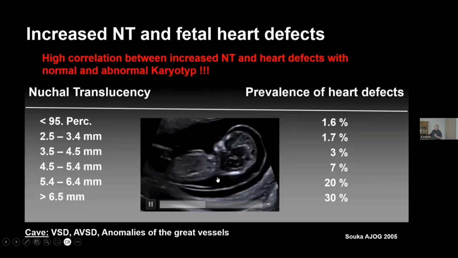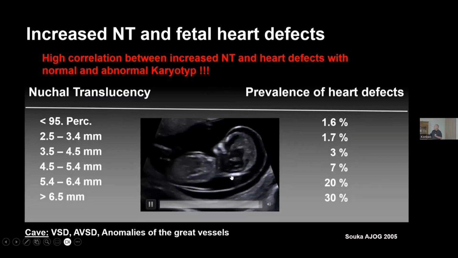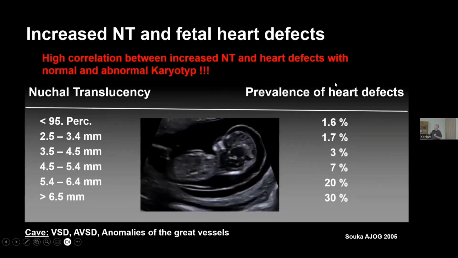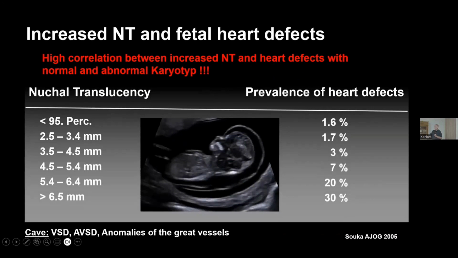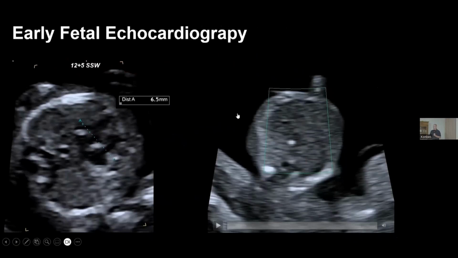So when we have not only a risk for chromosomal abnormalities, we have also, with increased nuchal translucency, a higher risk of fetal heart defects. And so I would like to show you a few heart images from the fetal echocardiography.